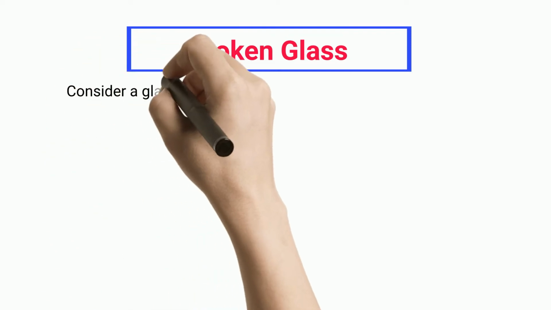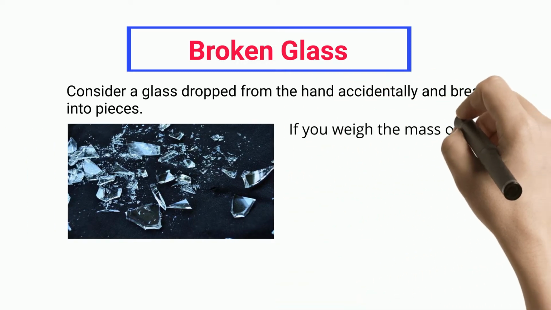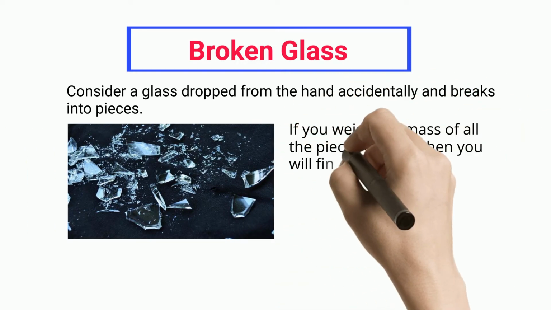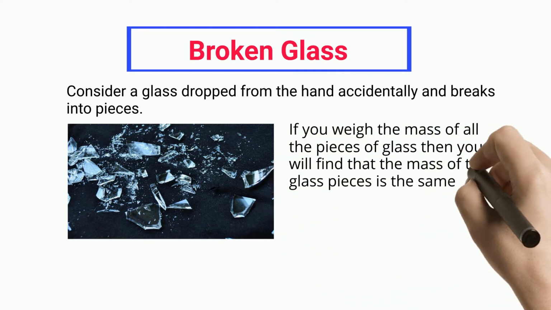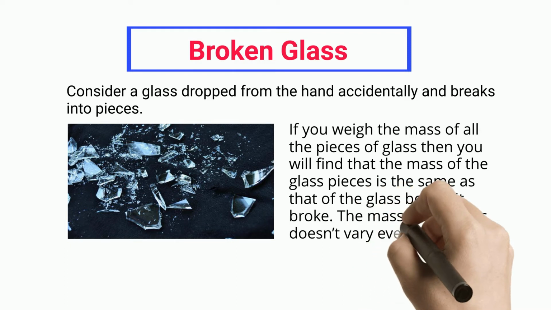Broken glass. Consider a glass dropped from the hand accidentally and breaks into pieces. If you weigh the mass of all the pieces of glass, then you will find that the mass of the glass pieces is the same as that of the glass before it broke. The mass of the glass doesn't vary even if it breaks.